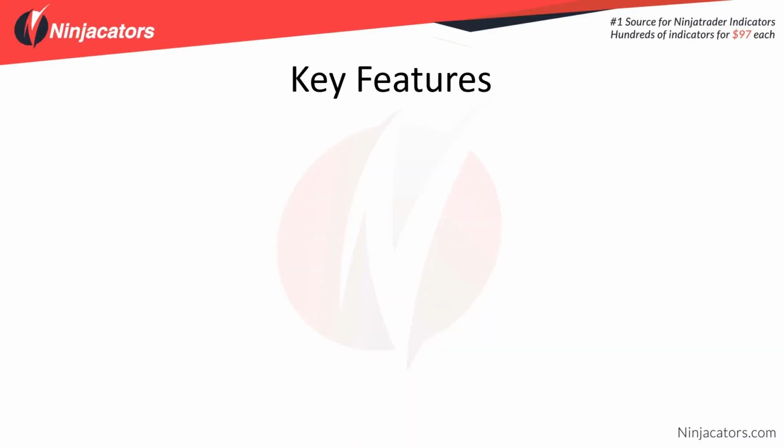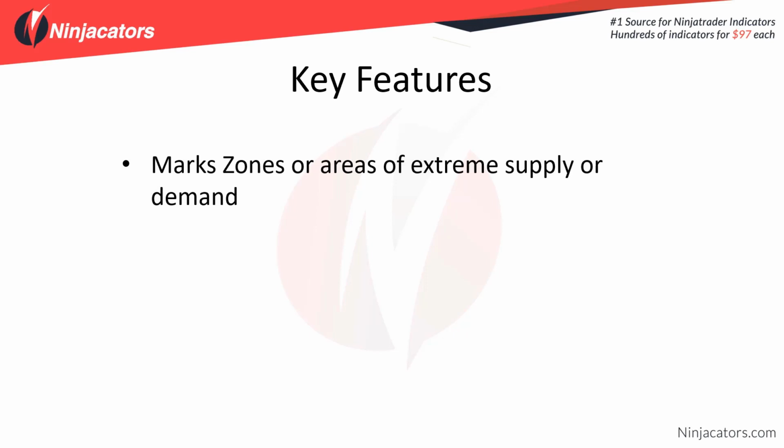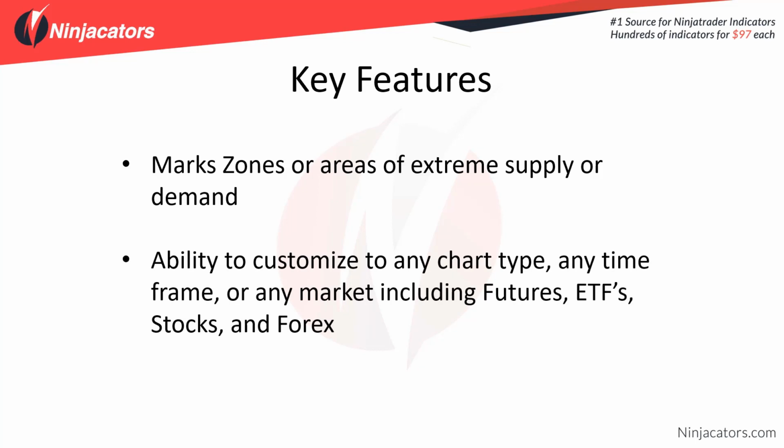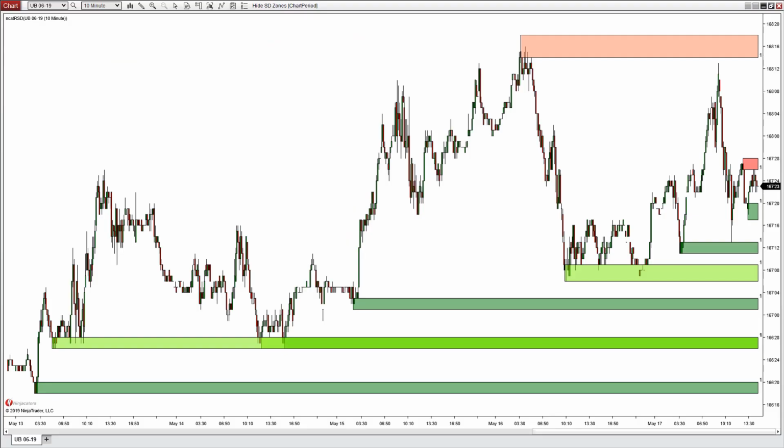So let's go ahead and discuss the key features of this tool. First of all, it marks zones or areas of extreme supply and demand and has the ability to be customized to any chart type, any time frame, or any market, including futures, ETFs, stocks, and Forex. So this is what the tool looks like from a high level overview. You'll see these green zones down here. These are the demand zones, all these zones here, even the dark green, and all through here. These red zones up here, this is a supply zone here and another little supply zone here as well.